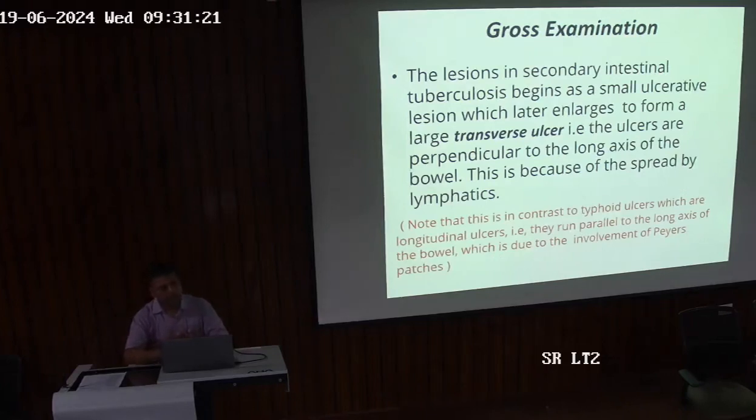The lesion in secondary intestinal tuberculosis begins as a small ulcerative lesion, which later enlarges to form a large transverse ulcer. Mind it, this is important. Transverse ulcers are found in tuberculosis. That is, the ulcers are perpendicular to the long axis of the bowel. This is because of the spread by the lymphatics. The opposite to this is typhoid ulcer, which are longitudinal ulcers. So we can differentiate these two ulcers on the basis of the direction.